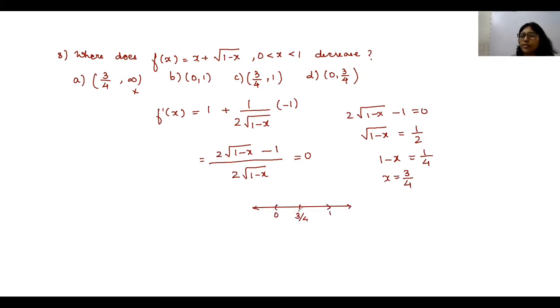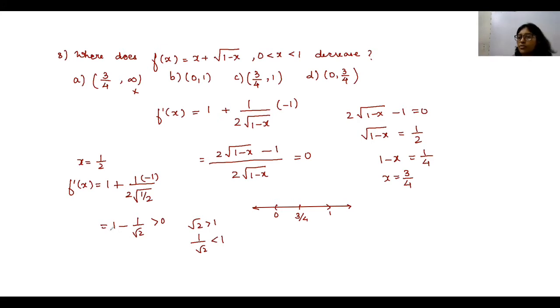In order to find increasing, decreasing, let us take a value smaller than 3 by 4, say half, and put it in f dash x. So we have 1 minus 1 upon root 2, which is positive because root 2 is greater than 1. So 1 upon root 2 will be smaller than 1. So this value is smaller, we subtract it from 1, it is going to be positive. So this is positive and this will be negative. And so the function decreases in 3 by 4 to 1.